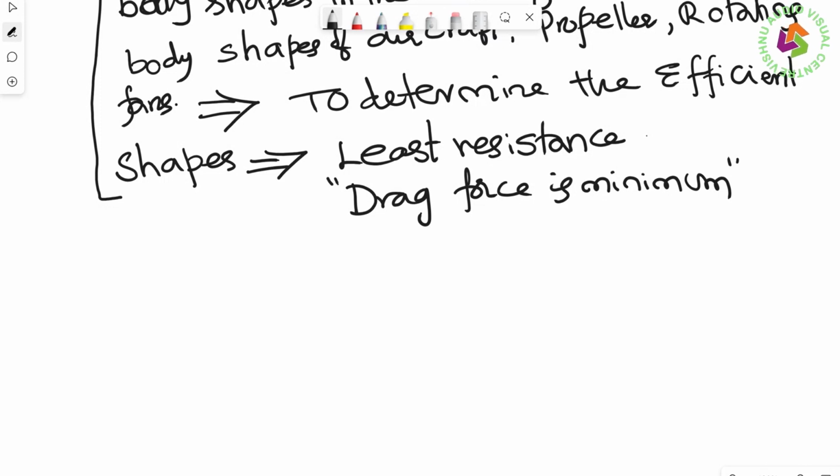And the reasons for this resistance force are, number one, viscosity, and number two, the pressure distribution. We will study that slowly, one after the other. So now, if you understand this, let me go into the lecture.